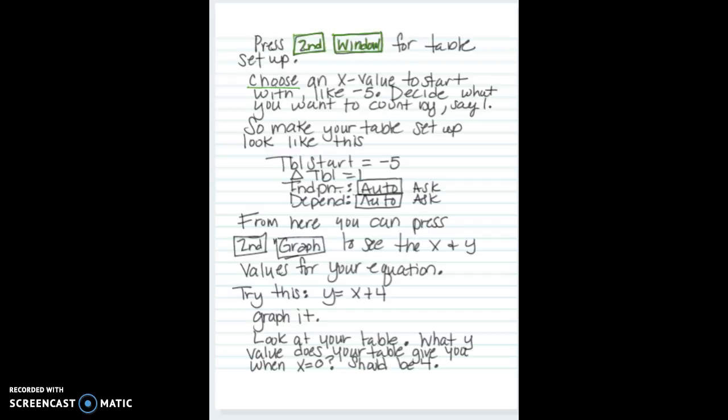So we're going to try this one. We're going to input y equals x plus 4, and then you want to press the graph button and look at the picture. Now we want to look at your table. So we do second graph, and it brings up the XY table. What y value does your table give you when x equals 0? Hopefully you did see a 4.